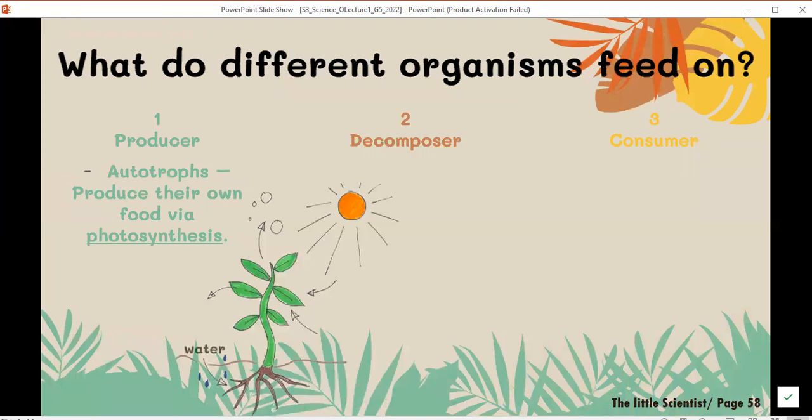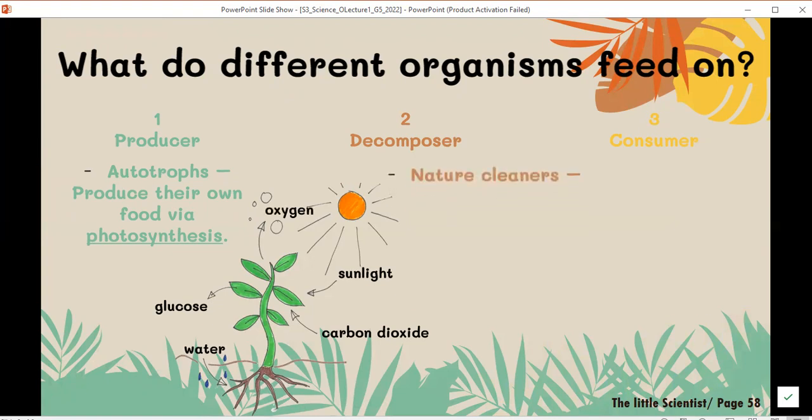So green plants take the water from the soil using the roots. They take in carbon dioxide via the stomata, and they use the sunlight energy to mix carbon dioxide and water together and produce their food, which is the glucose. And by this process, they throw oxygen into the atmosphere.